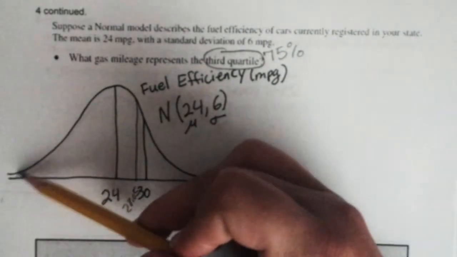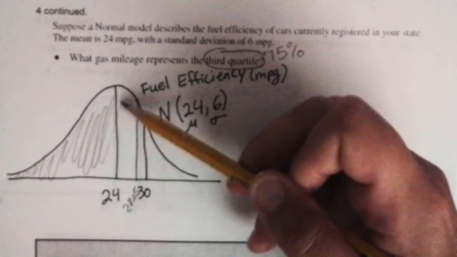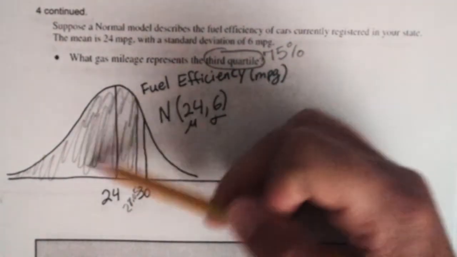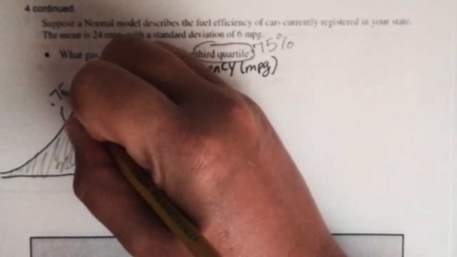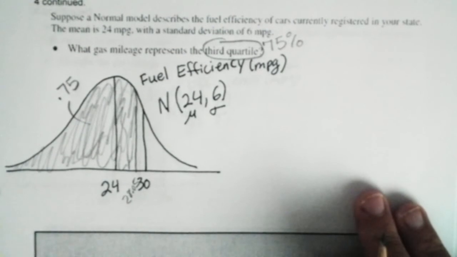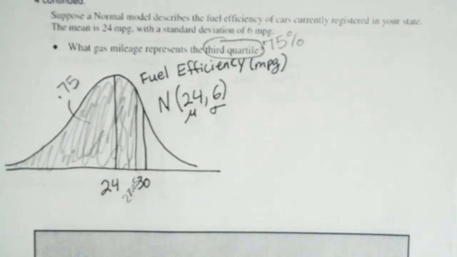We are talking about this 75% of our cars. So we label that as 0.75. And the third quartile of the distribution for fuel efficiency is about 28.05 miles per gallon.